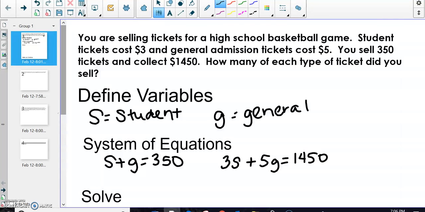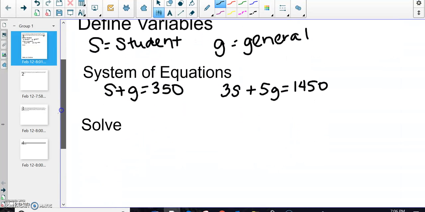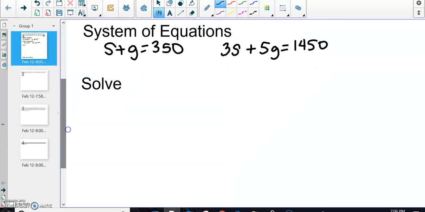Be careful with what variables you pick. I picked S for student, but sometimes S's can look like 5, so you just have to be really careful when you're solving this. So I'm going to go ahead and solve these two equations. I'm going to set them up, and I usually like to solve them with elimination. But you can choose whichever way you want to, any of the ways we have learned previously.